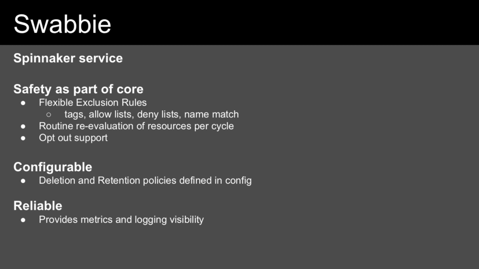Automatic deletion of a mass amount of resources is very dangerous, so a huge focus is placed on safety as part of the core functionality of Swabbie. We'll talk a little bit about what that means in terms of exclusion policies, how Swabbie reevaluates resources before deleting them. It's very configurable, reliable. As a first-class Spinnaker service, it adheres to the same standards for operations as the rest of the services. A lot of visibility, metrics, dashboarding. We have a lot of that.